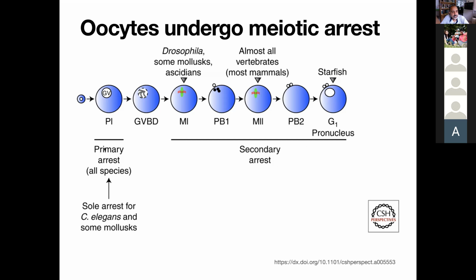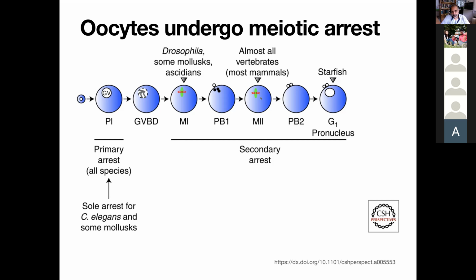This primary arrest, this first meiotic arrest, is there for all animals. So all species will arrest at this point. Here you can see which species arrest at different points. So Drosophila, mollusks, and ascidians will arrest here at metaphase 1. We arrest at metaphase 2.